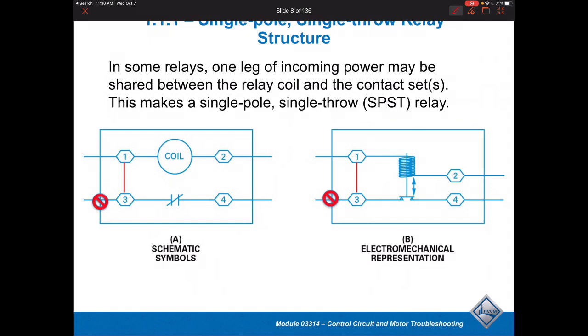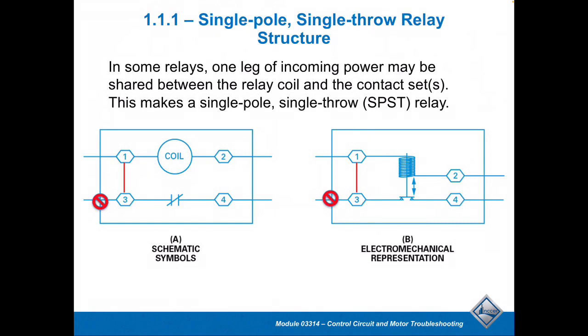In this particular module, this one identifies what we would call a single pole, single throw relay structure. In this relay, one of these legs is going to be identified as the incoming power, which could potentially be shared with a relay coil or even a set of contacts, whatever it might be.